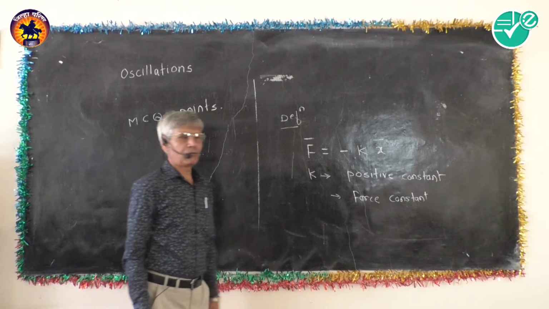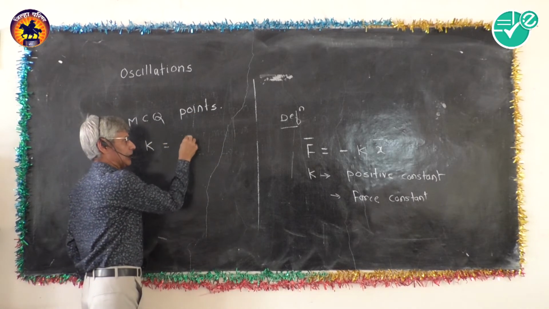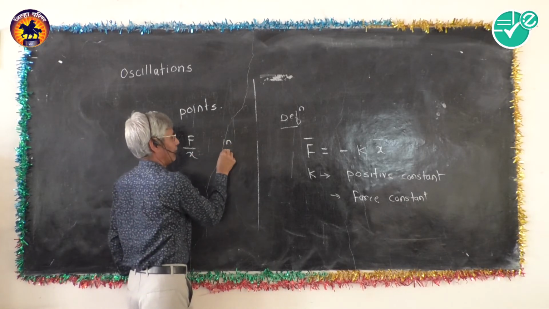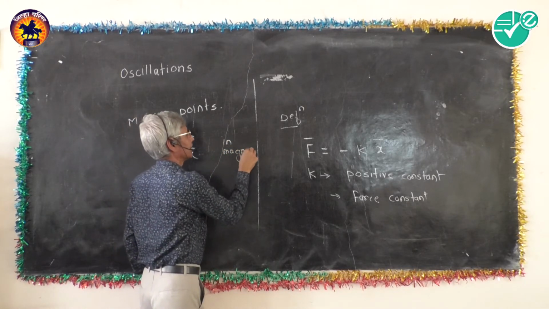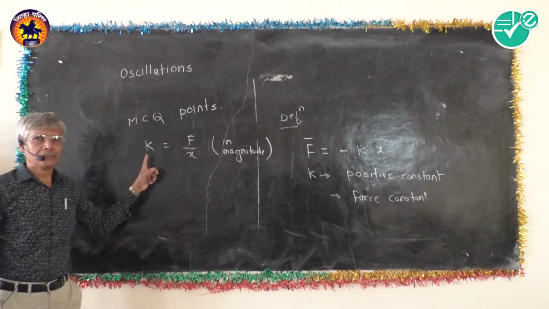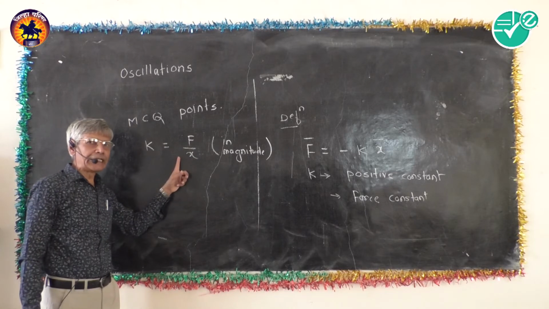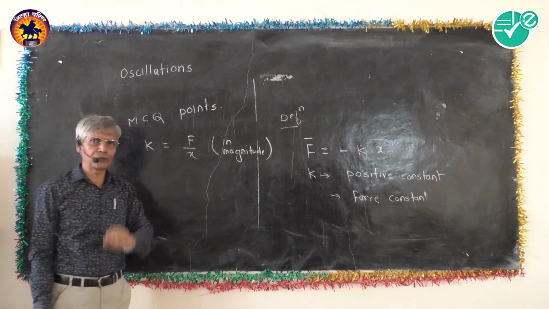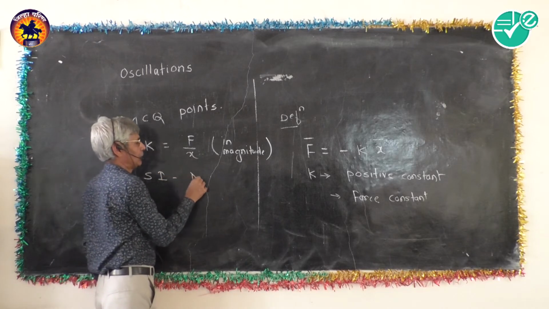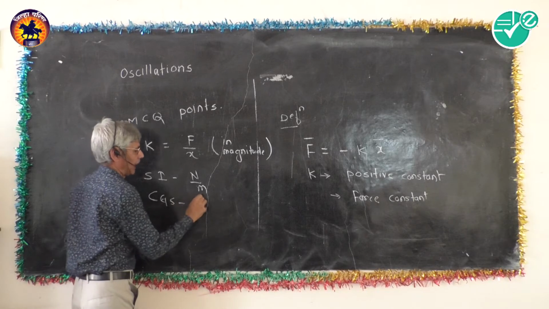Second, it is called force constant, and this force constant K is given by F by x in magnitude. That is, this force constant can be defined as the restoring force acting per unit linear displacement of the particle from its mean position. The SI unit of this force constant is Newton per meter. CGS unit is dyne per centimeter.